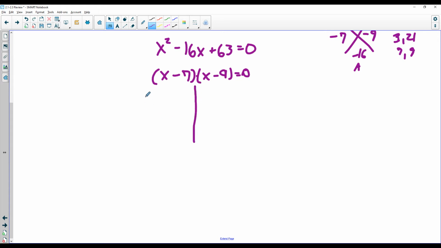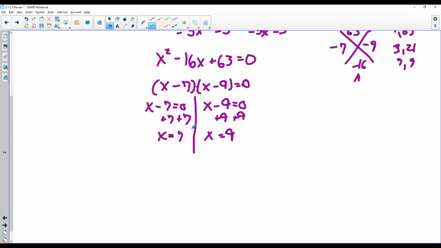So now, if we remember, now that we have it equal to 0 and we're actually solving, I'm going to set both sides equal to 0. And I'm just going to add the 7 over, and add the 9 over to solve for x. And those are my two answers, right?